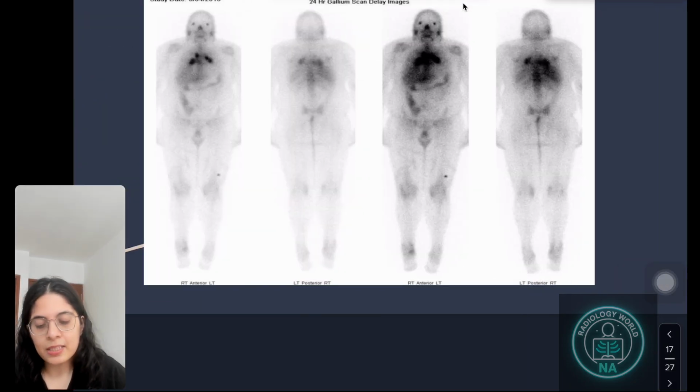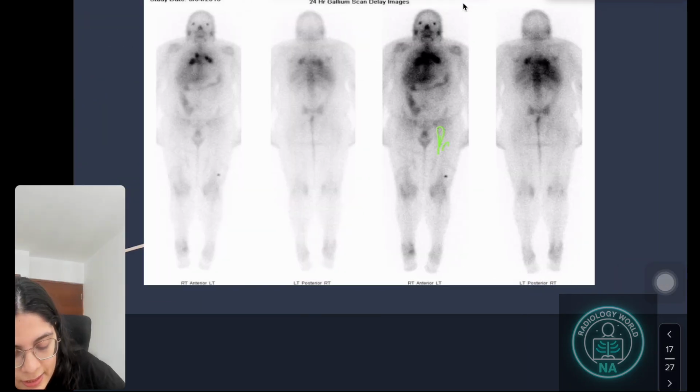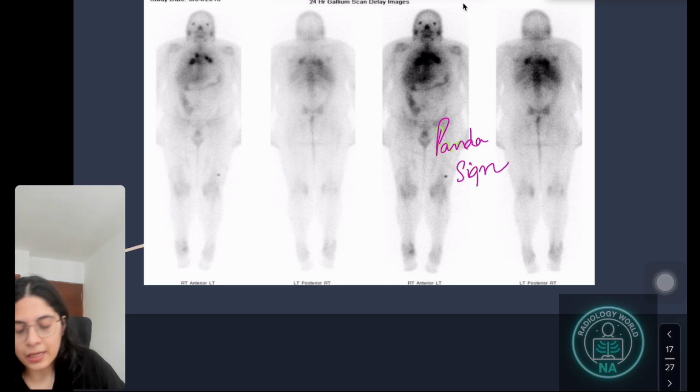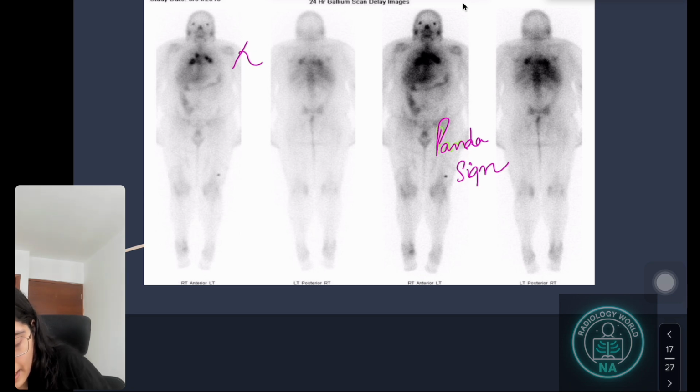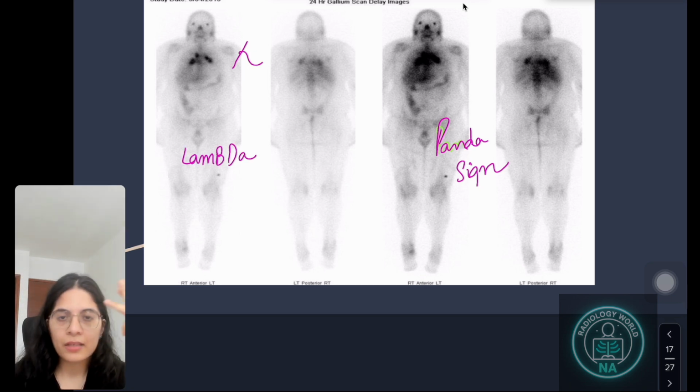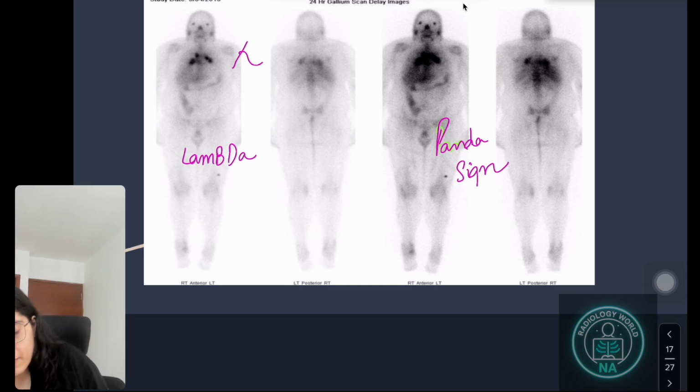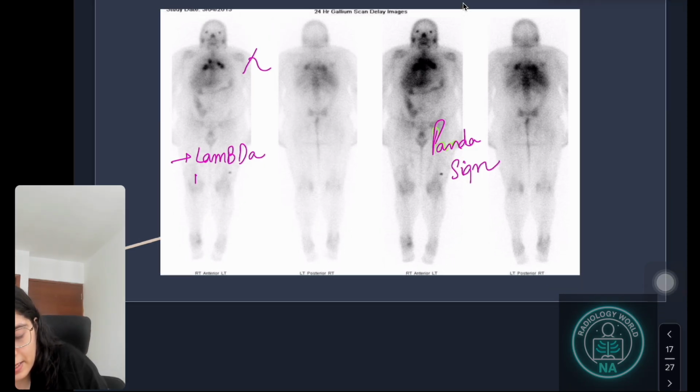So if you see this particular image, this we have already discussed, panda sign. They can also give you a variant of this, a lambda sign, where there is no uptake in the head and neck region, but there is only an uptake in the mediastinum, which is lambda sign, which is basically bilateral hilar lymph nodes. And there is right paratracheal lymphadenopathy.